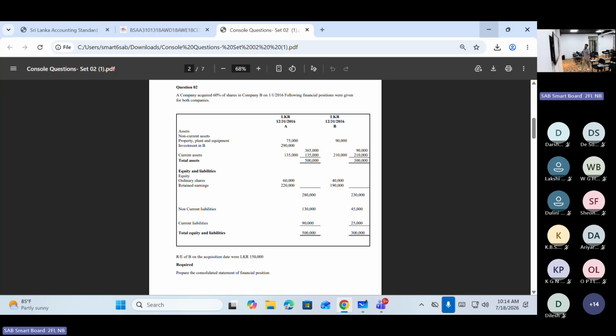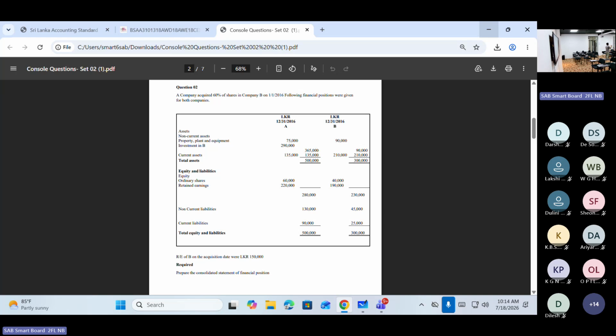Okay, here we have A company and B company, right? A company balance sheet, B company balance sheet, and A company acquired 60% of B company. A acquired 60% of B. Who is the parent? A. B is the subsidiary. Once we are doing consolidated, prepare the consolidated statement of financial position. That's the requirement, right? Calculate the consolidated statement of financial position.